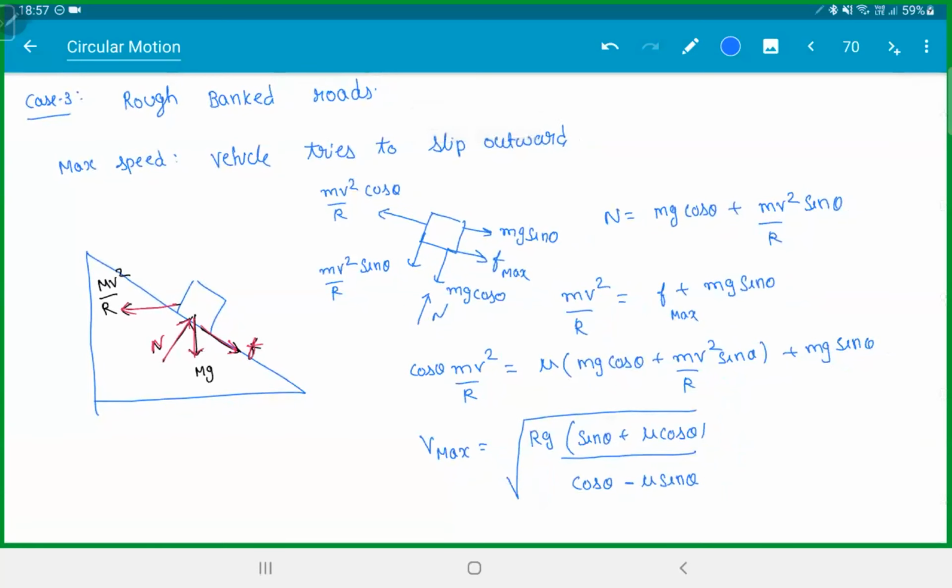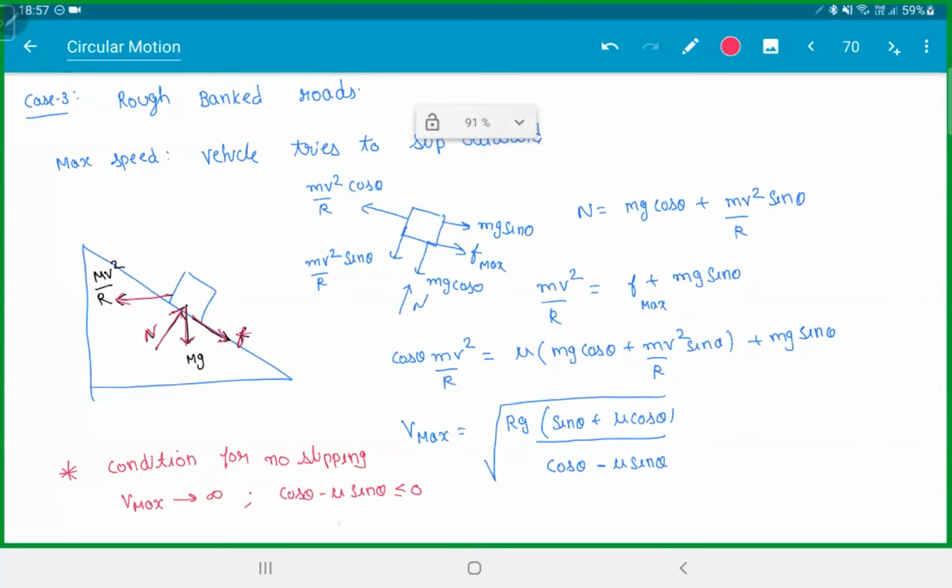Now here they can ask you a thing like this: condition for never slipping. That means Vmax should tend to infinity. That means the denominator cos theta minus mu sine theta should become negative or equal to 0. So from here we get cot theta should be greater than or equal to mu. If cot theta is greater than or equal to mu, this vehicle will never slip. Even if you go at infinite speed, it won't slip.